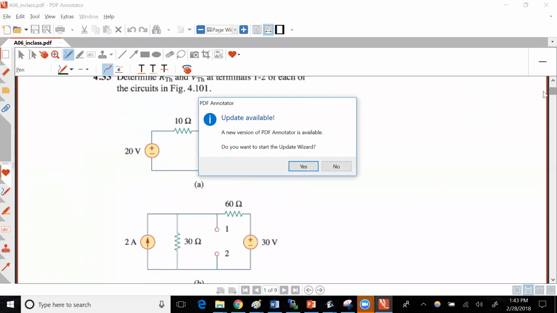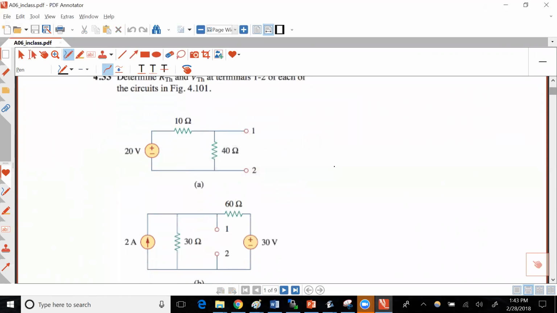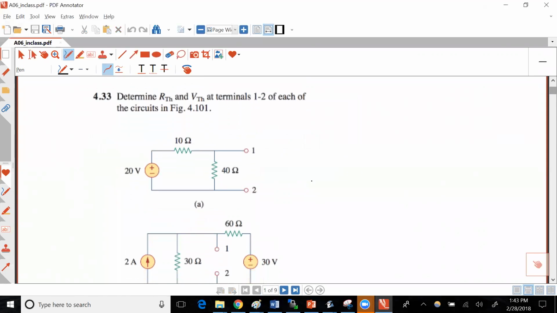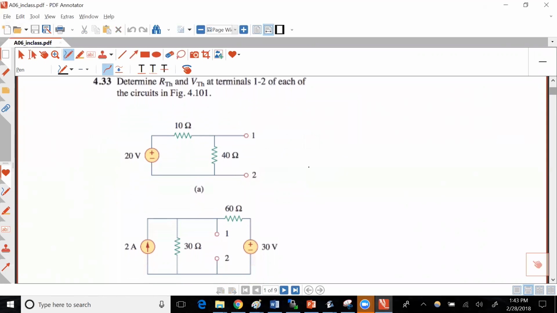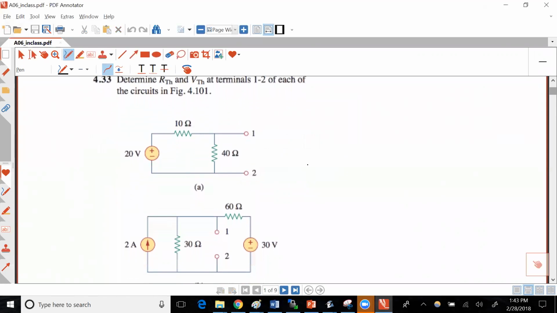This first circuit, the first problem, is fairly easy. You have to find R Thevenin and V Thevenin at the terminals of each of the circuits. You just have independent sources. That means you can turn off the independent sources to find R Thevenin and find the equivalent resistance.